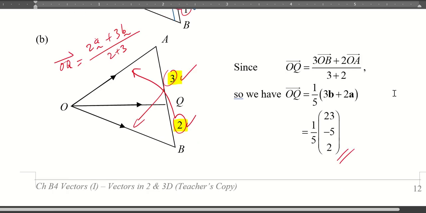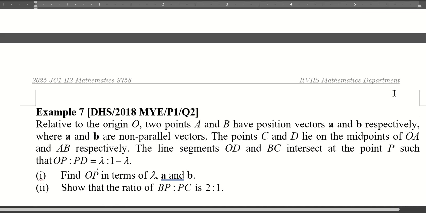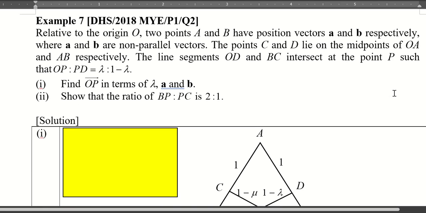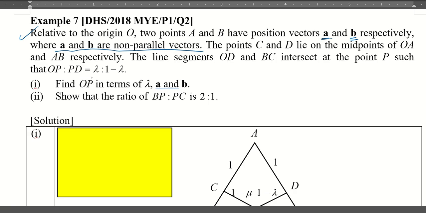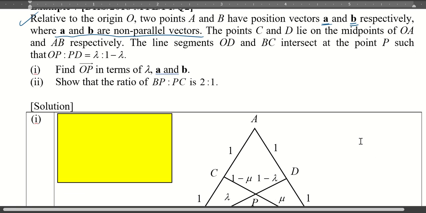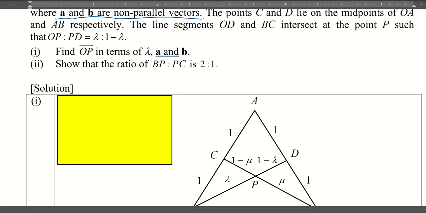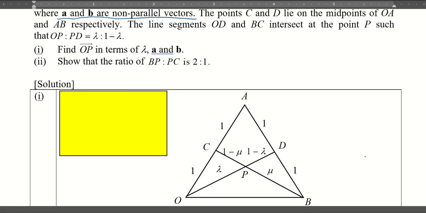Okay, let's move on to the last example. Example 7, which involves this context. Relative to origin O, 2 points A and B have position vectors OA, OB respectively, and OA and OB are non-parallel vectors. The points C and D lie on the midpoints of OA and AB respectively. If I were to get this information into a diagram, point C lies on OA in the middle, and point D is the midpoint of AB.